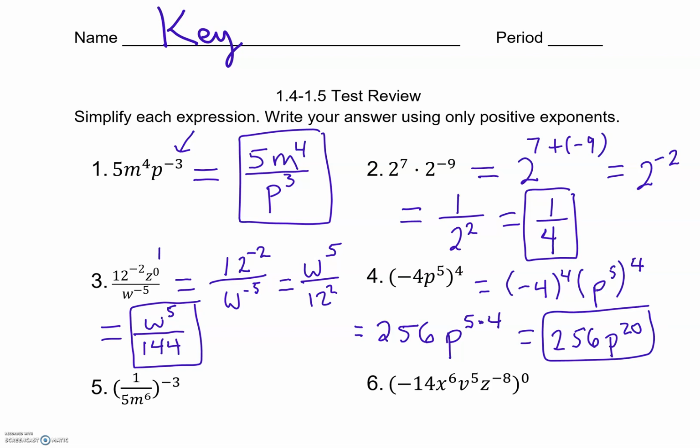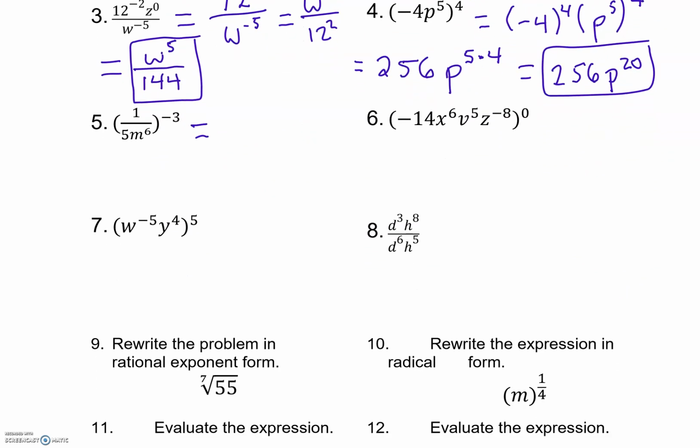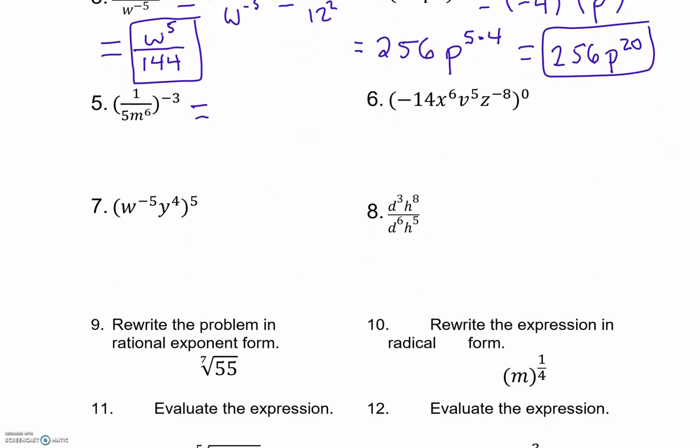Okay, last one. Oh, no, it's not the last one. Not even close. Number 5. Okay, so the negative exponent. What's the negative exponent going to do? We can take the negative on that exponent and use it to create the reciprocal of the fraction. The reciprocal of 1 over 5m to the 6th is 5m to the 6th.